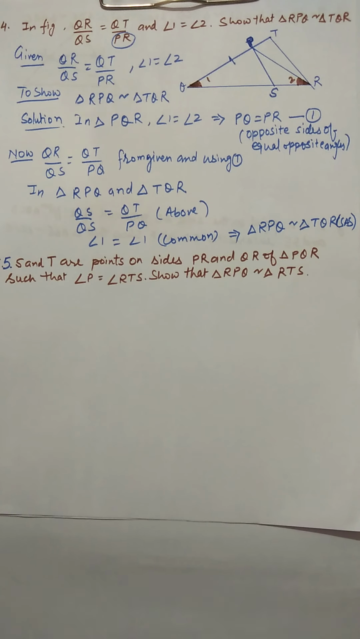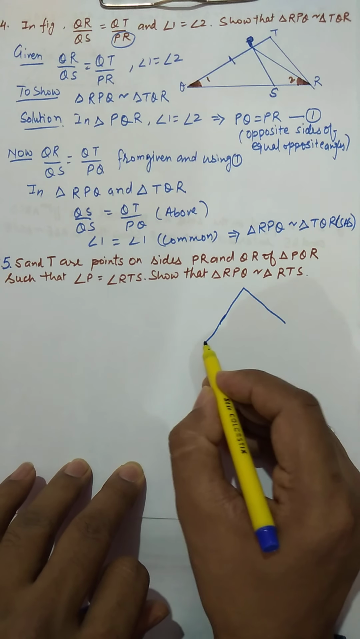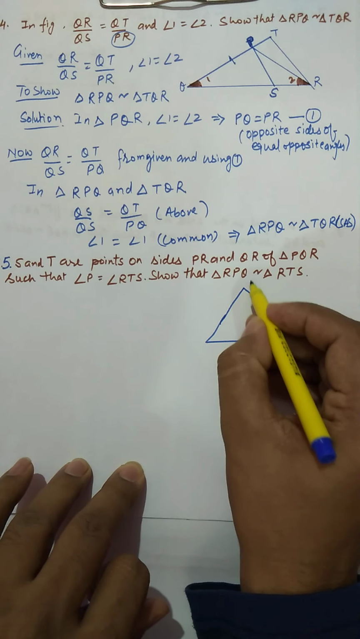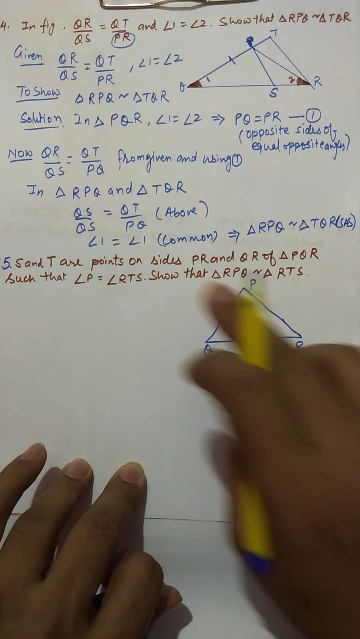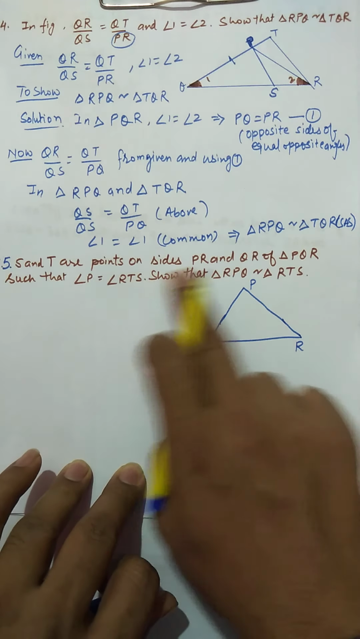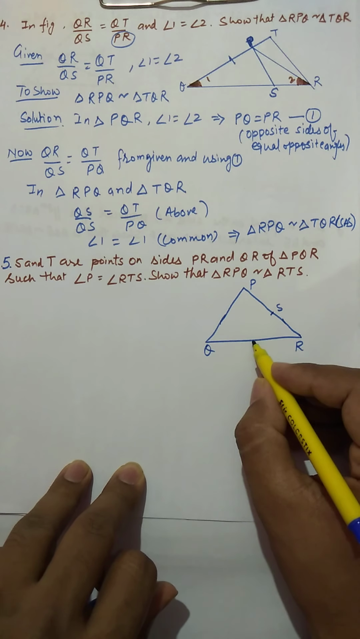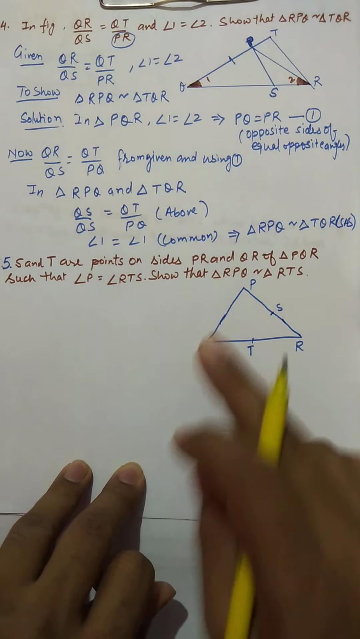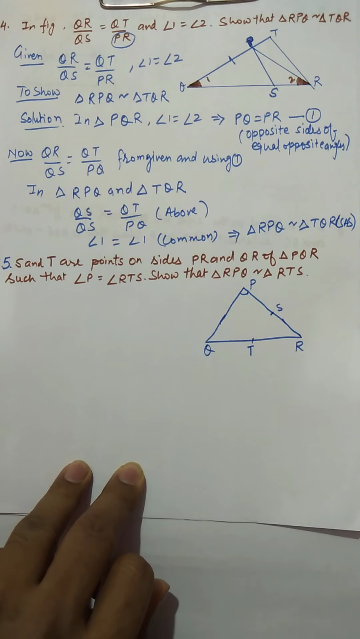Now this question number 5, S and T are points on the side PR and QR. So first you make triangle PQR. So let's say this is P, this is Q, this is R. So this is your triangle PQR, and S is a point on PR. So we take this point S on PR and T on QR such that angle P, this angle P is equal to RTS.